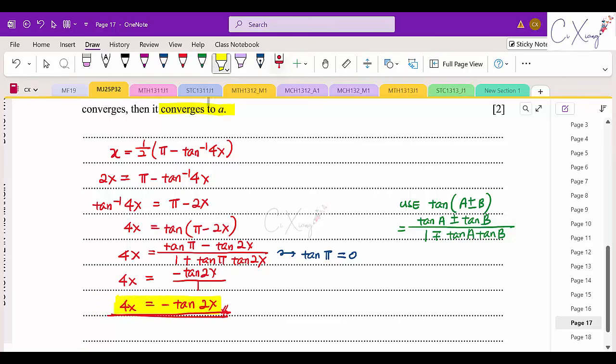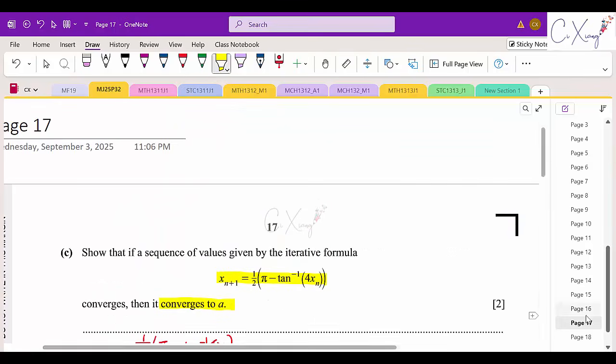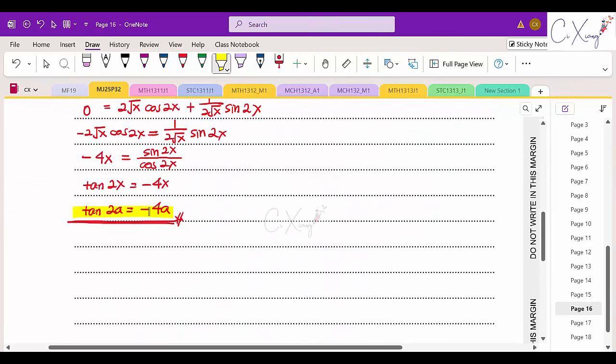Okay, converge to A. Therefore, you have to substitute it back into the equation, not the equation y. I think I did mention the equation y just now, right? It should be the equation that is fulfilled for the A. Alright, so this is what we want to prove. Okay.